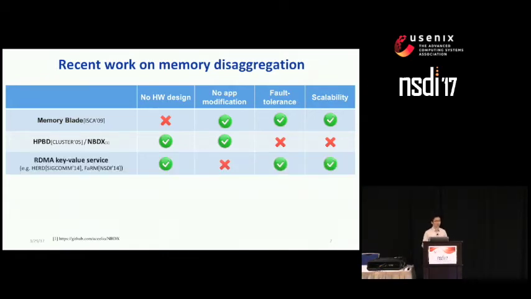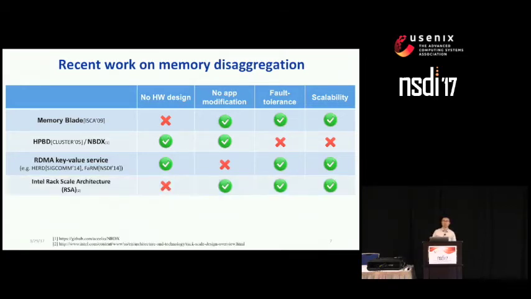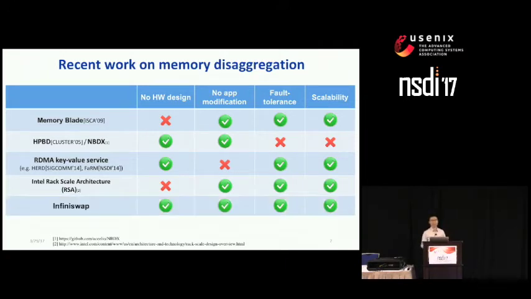In the systems community, we have many RDMA-based key-value service systems, such as HERD and FaRM. But to apply those systems, applications have to be modified. And in industry, Intel has proposed their Rack Scale Architecture project, but this work also includes many modifications on hardware. And therefore, we built Infiniswap. It can satisfy all those requirements.